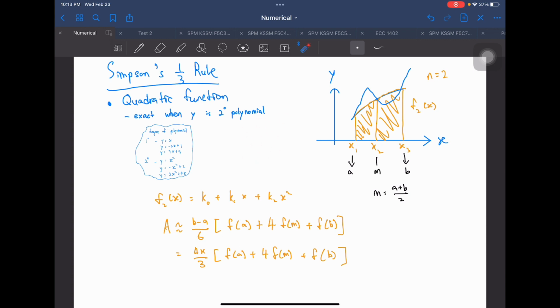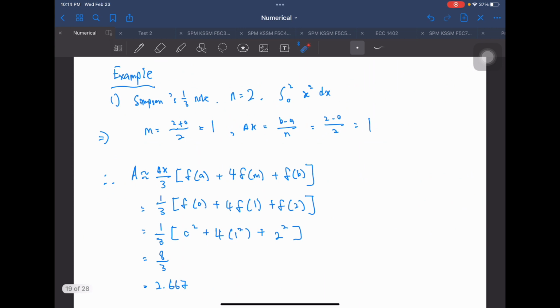You can see that this is a graph, and the boundary is given by a and b. Then we choose a midpoint of the graph, and this midpoint is denoted as m. So we have x1, x2, x3, a series of x, and a, m, b. m is the midpoint, so m is (a plus b) divided by 2. The approximate area under the curve is given by this formula. If you would like to see the proof of Simpson's one-third rule, you can scroll to the last part of this video. Let's move on to an example.